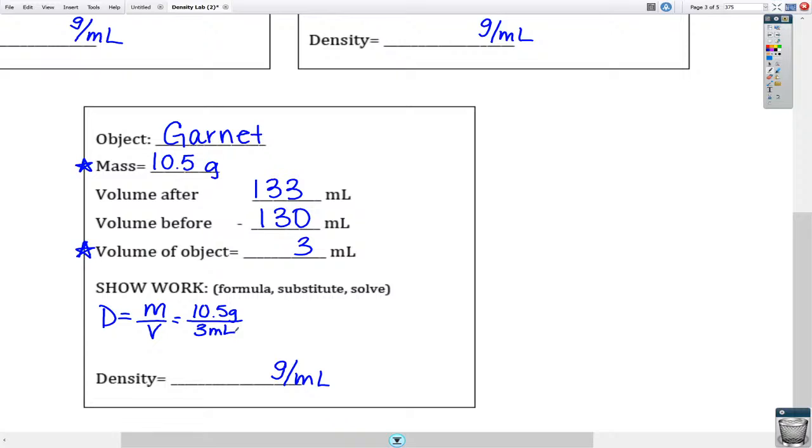Okay, so as of right now, you should have vocab done, part A done, part B done. So all you have left to do is part C, the questions.